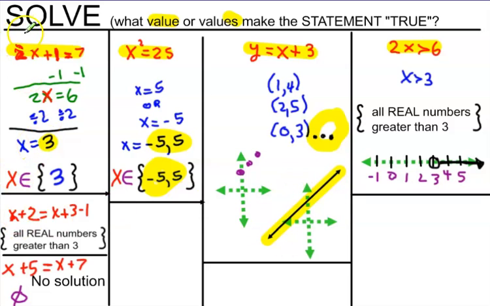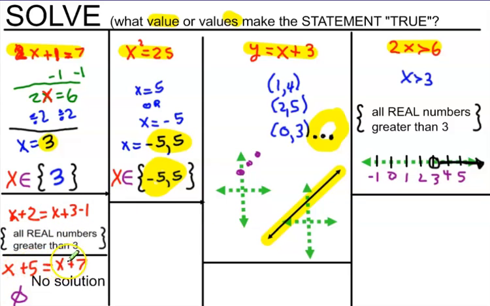Back on the first type problem, sometimes every number works. For example, x plus 2 equals x plus 3 minus 1. That's really any x I place in here. 10 plus 2, 10 plus 3 minus 1. Any number works, so we get all real numbers.